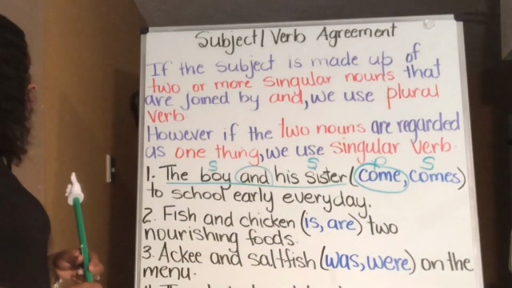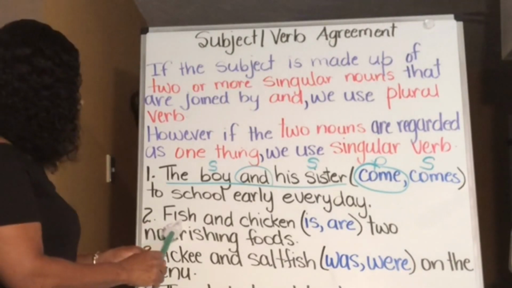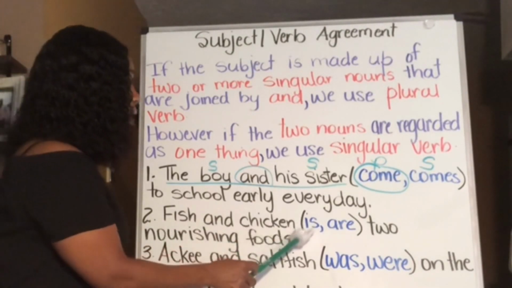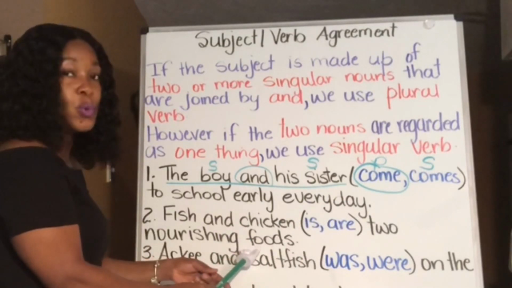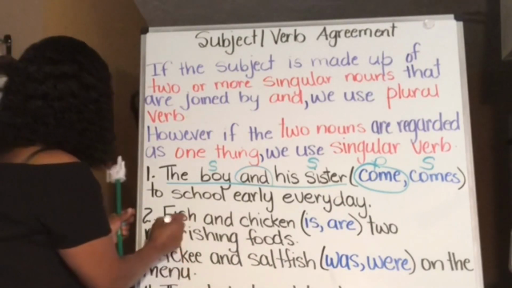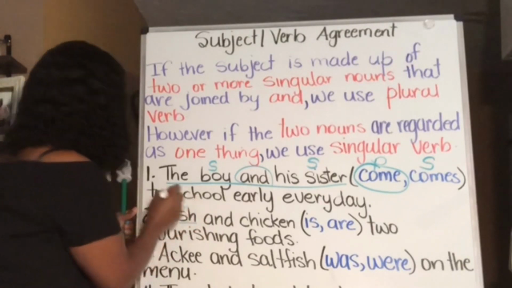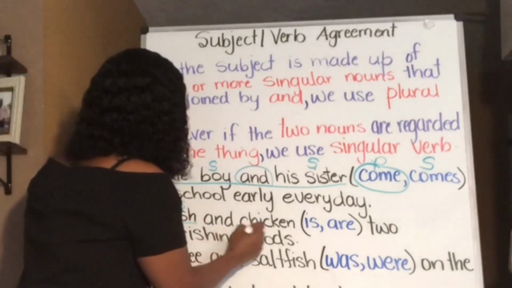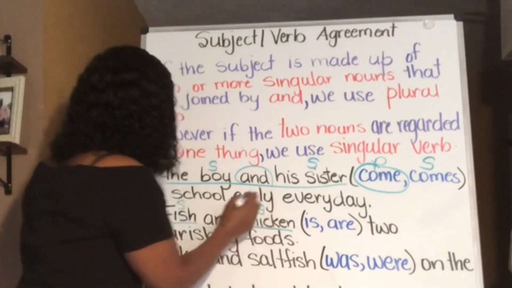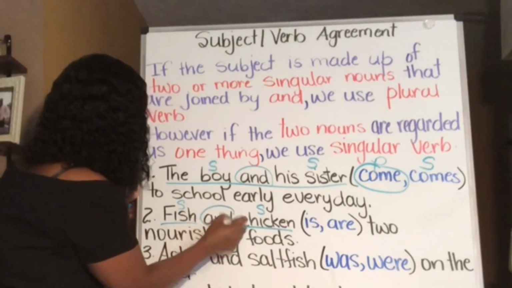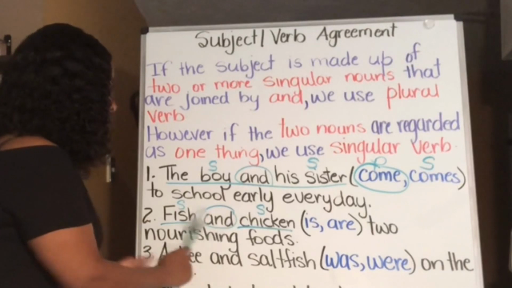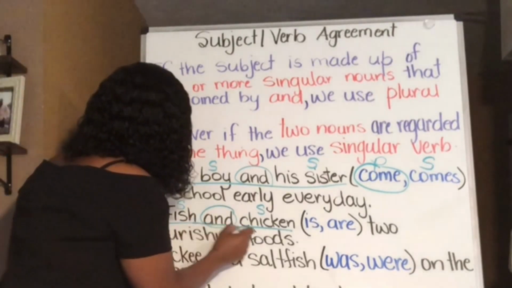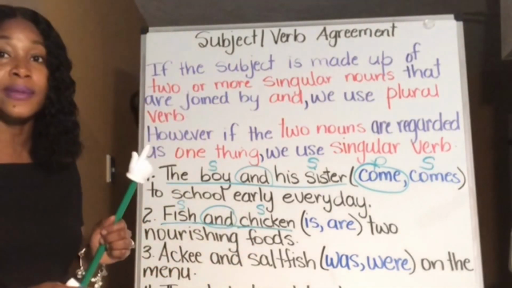Let us look at number 2. Fish and chicken are two nourishing foods. So we have fish, which is a singular noun. We have chicken, which is a singular noun. And we have and in the middle. So it means that they are joined by and. So the subject is fish and chicken.